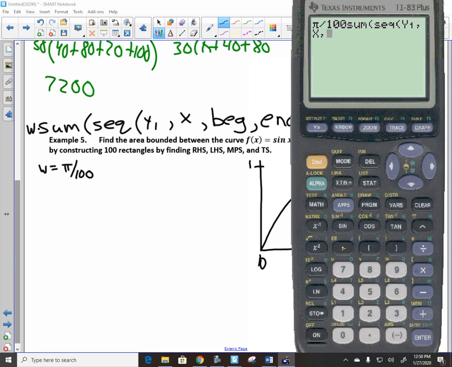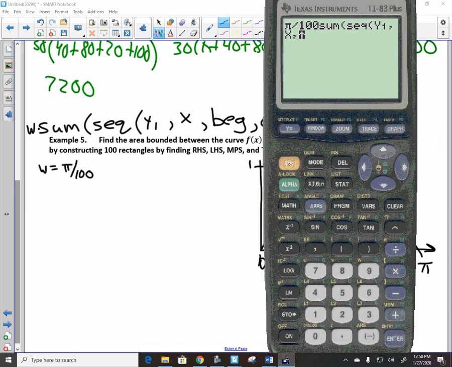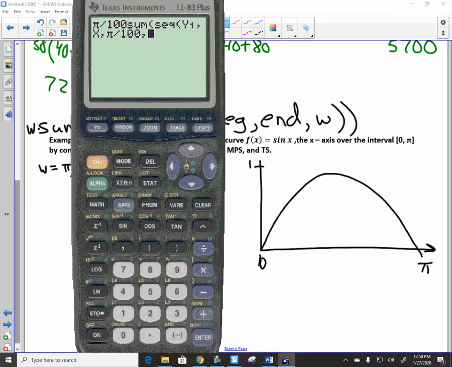Nope. Where's our beginning, folks? What is, no, not 0. We're doing a right-hand sum. Pi over 100 is our first spot, right? So our beginning is second pi divided by 100, comma. Where are we going to end? All the way over at pi. So second pi. And then finally, our width. What's our width? So pi divided by 100 and double parenthesis.